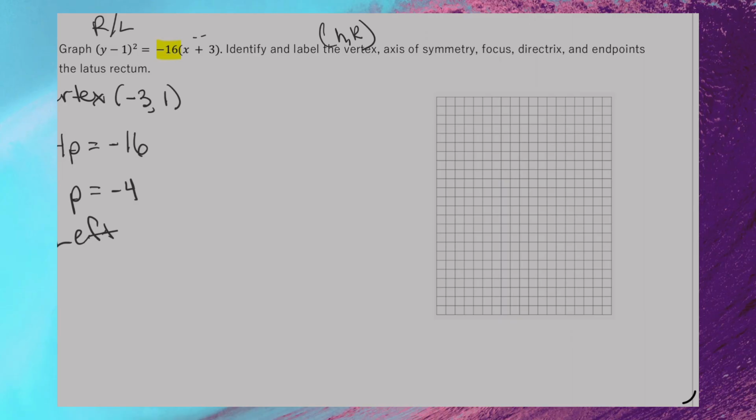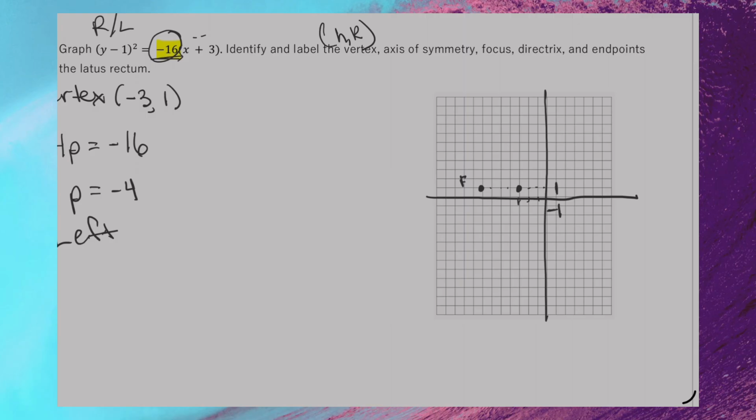Get some data points on here. Here's my y-axis, x-axis, vertex negative 3, 1: 1, 2, 3, up 1. There's my vertex. I know it's going to open left, so I'm going to go p units left. And yes, p is negative 4, but that negative is really indicating which direction you're going to go. Some people say the fact that there's a negative there tells me it's going to be left. Okay. So 4 units, 1, 2, 3, 4 more. There is going to be your focus. And then 4 units in the other direction, 1, 2, 3, 4, is your directrix line.